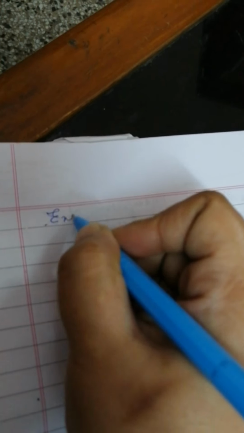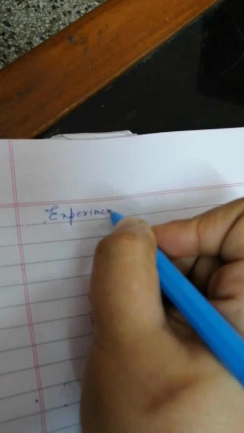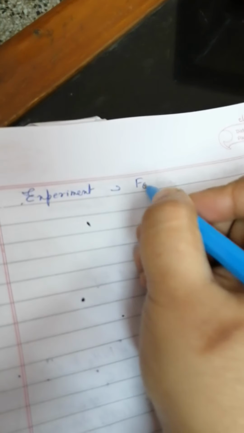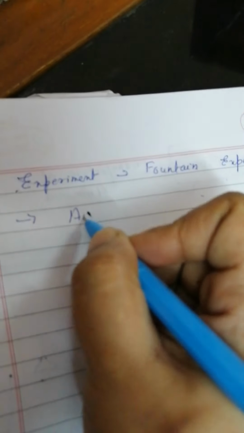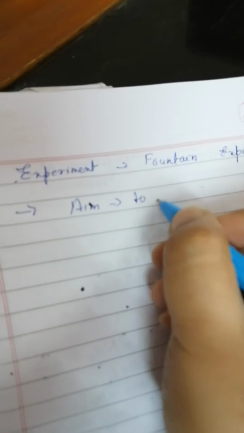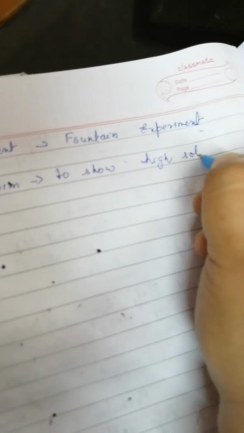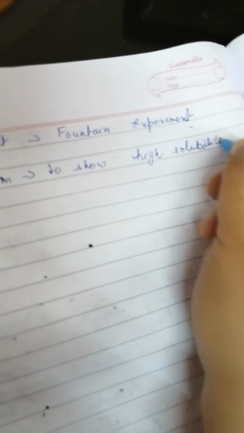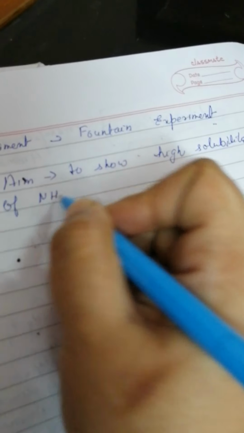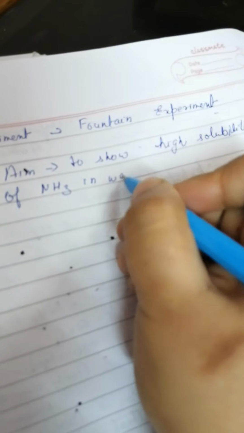Now in the physical properties only, like we talked about, it is highly soluble in water. So there is an experiment known as the fountain experiment. Now the aim of this experiment is to show high solubility of ammonia in water. The main aim is this only.